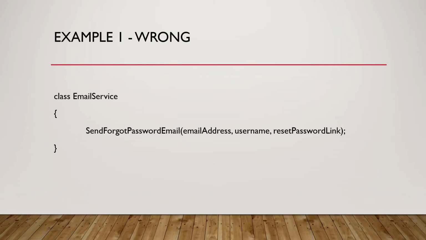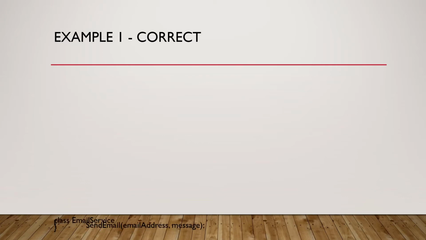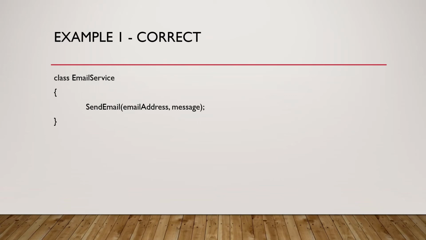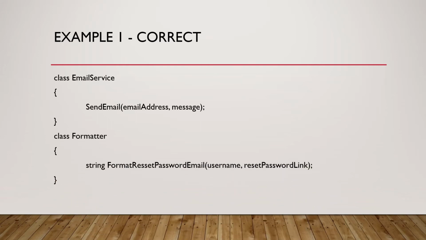So how do we fix this? It's simple. We create an email service class, and it has a method that only takes email address and message. So it has one job to do, sending email, and it has to do it well. We also create a formatter class, and we format messages inside that class. This method also has one job to do, and it has to do it well.